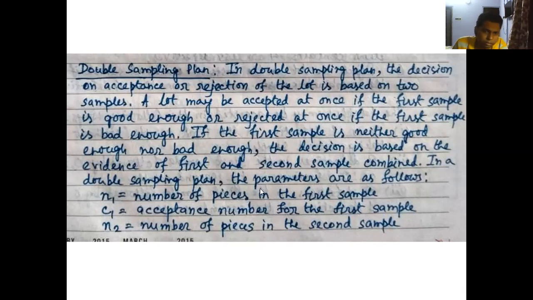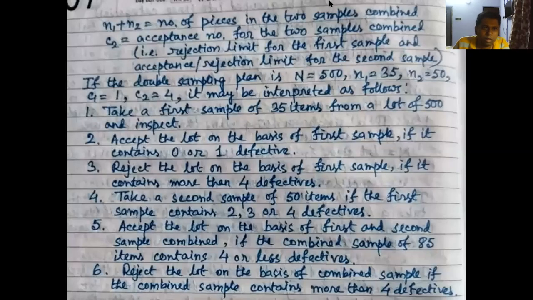In a double sampling plan, the parameters are as follows. Small n1 is equal to the number of pieces in the first sample. c1 is equal to the acceptance number for the first sample. n2 is equal to the number of pieces in the second sample. And n1 plus n2 is equal to the number of pieces in the 2 samples combined. c2 is equal to the acceptance number for the 2 samples combined.